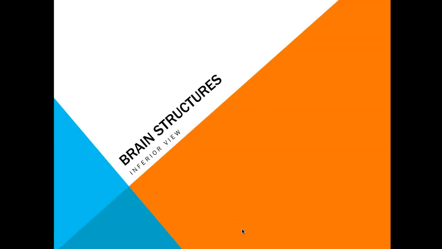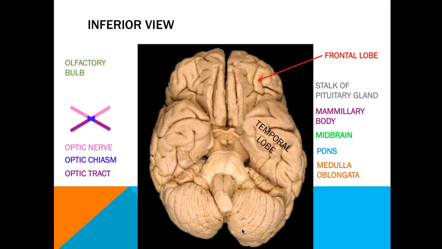Now let's move into inferior views. When we look at the brain from an inferior view, we will see that the frontal lobe, of course, will be the most anterior. Lying inferior to this frontal lobe, we will see the olfactory bulb. This will assist in bringing down cranial nerve number 1, which is the olfactory nerve. More on this in the coming slides.